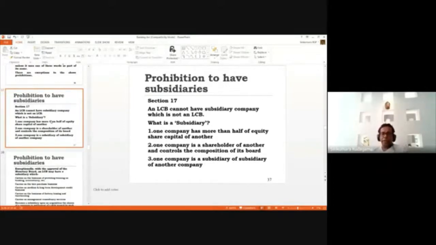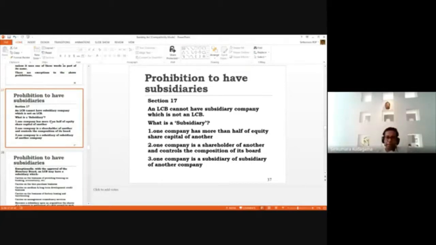For the purpose of this section, a subsidiary is defined. This definition contains three parts. One is that if a company has more than 50% of the equity capital of another company, that means the first one is the parent company of the second one, or the second one is the subsidiary of the first one. The first one can be called a holding company. The second one can be called a subsidiary. If company A owns 50% or more than 50% in B, B is a subsidiary of A.